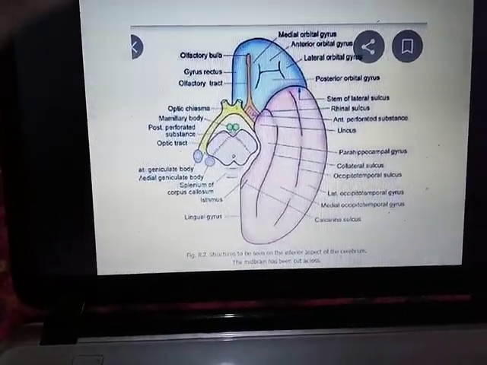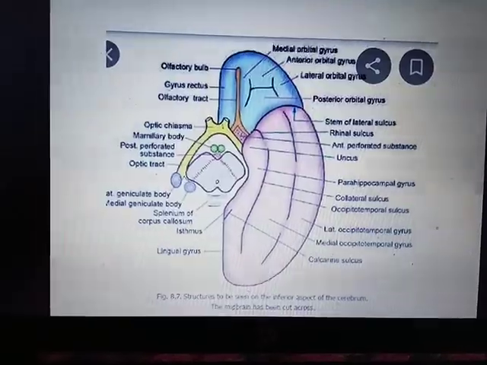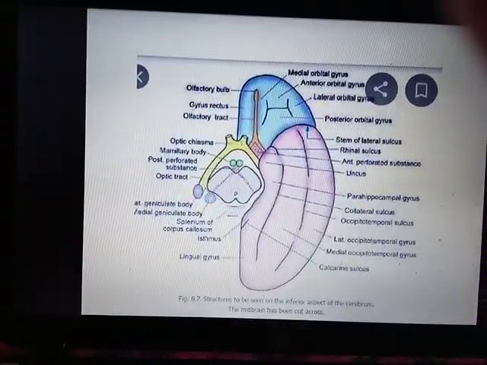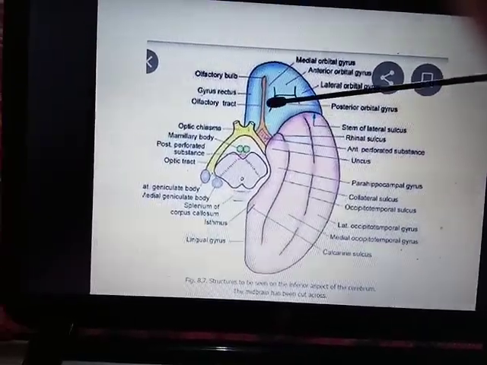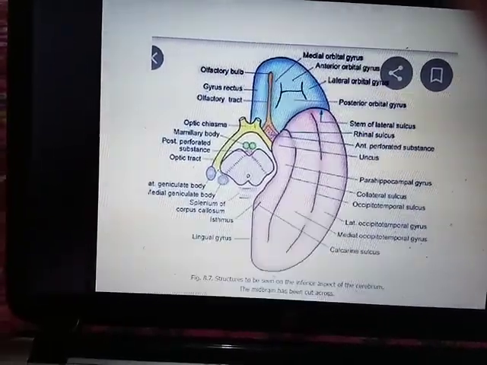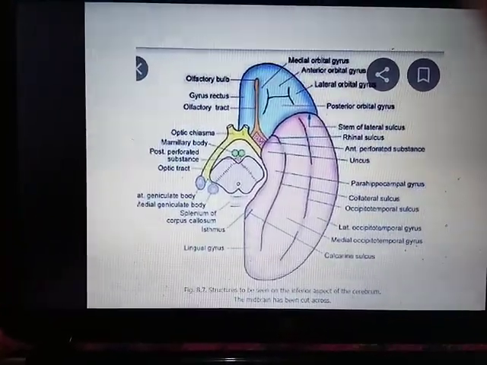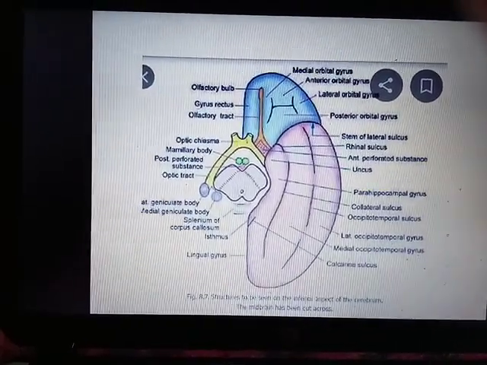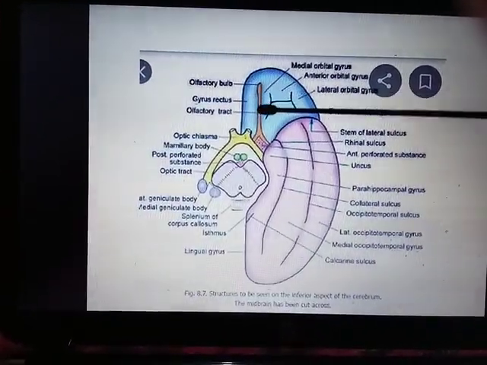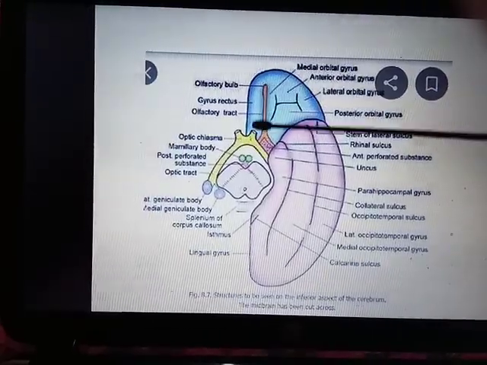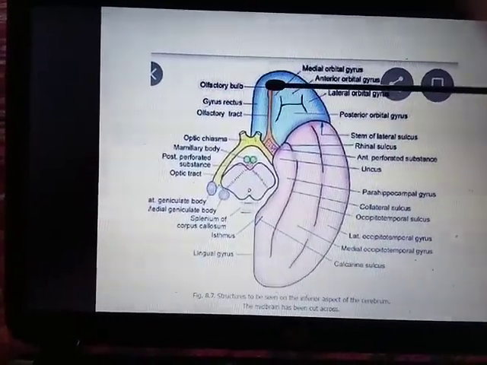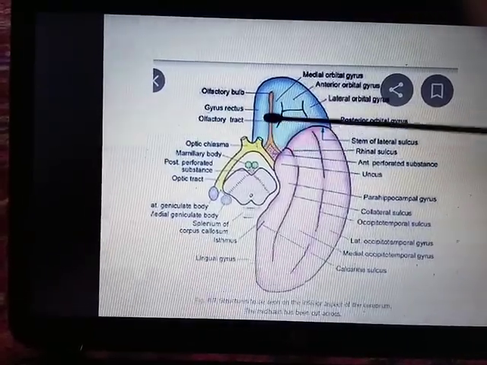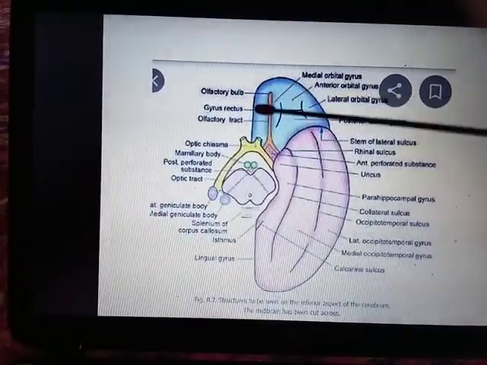If we talk about the orbital part, can you see in the picture, you have the olfactory tract. This olfactory tract is present in the olfactory sulcus. So you have a sulcus here beneath this tract, that is called the olfactory sulcus.